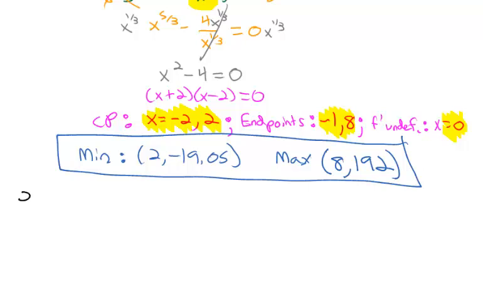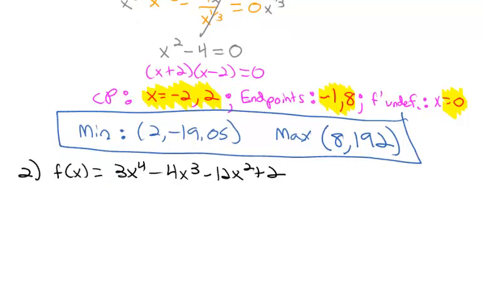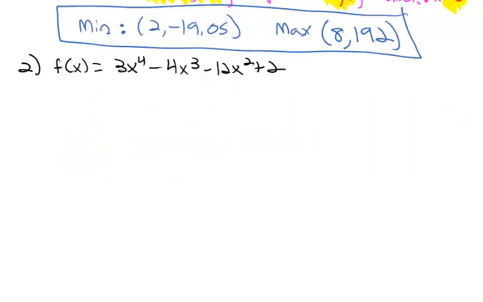Let's do one more example, this time without a specific domain. How about f of x equals 3x to the 4th minus 4x cubed minus 12x squared plus 2. No domain, so we're really going to be considering everything. If no domain is given, we're going to assume we're going from negative infinity to infinity.